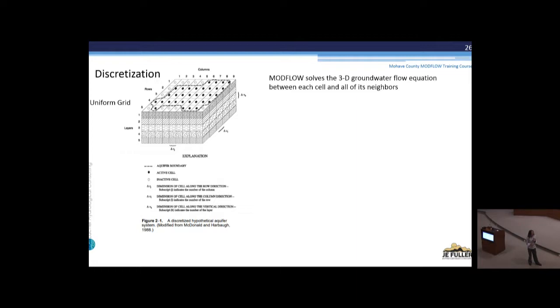Now, there are newer versions of MODFLOW where layers can actually pinch out and be discontinuous, but I'm talking about the standard MODFLOW that is up to MODFLOW 2005 at least, still in play and still the one that's being used for your project.